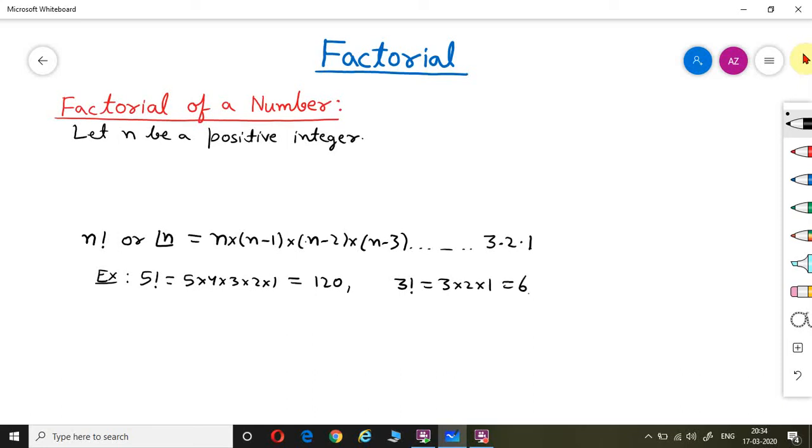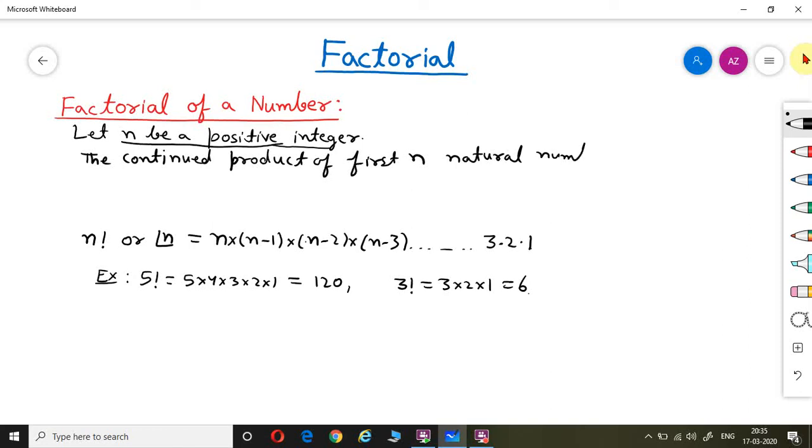So how can we define the factorial? See, n should be a positive integer. Always remember this. The continued product of the first n natural numbers is called factorial.